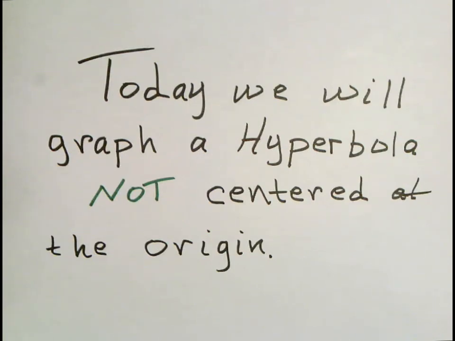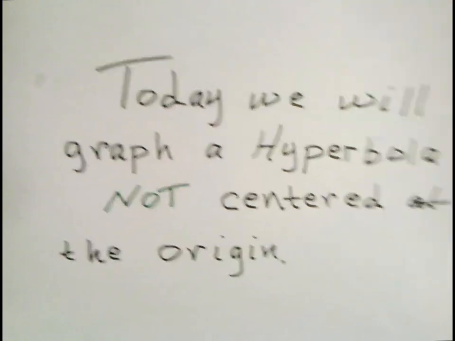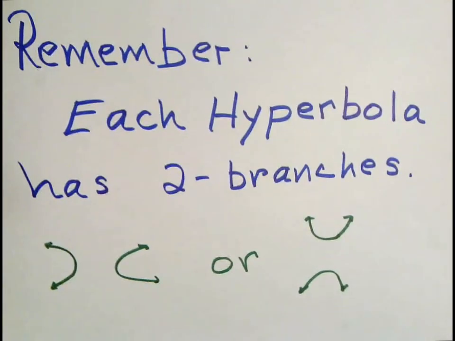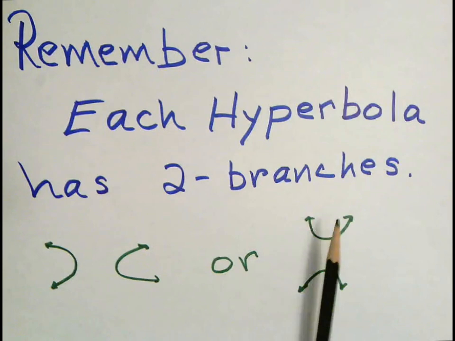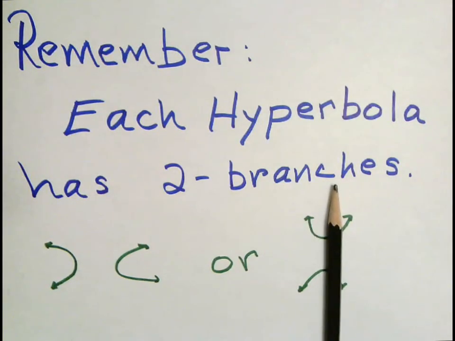Today, we will graph a hyperbola not centered at the origin. Again, it's not going to be centered at the origin. Let's remember that each hyperbola has two branches. If the transverse axis is horizontal, the branches will open left and right. If the transverse axis is vertical, the branches will open up and down.